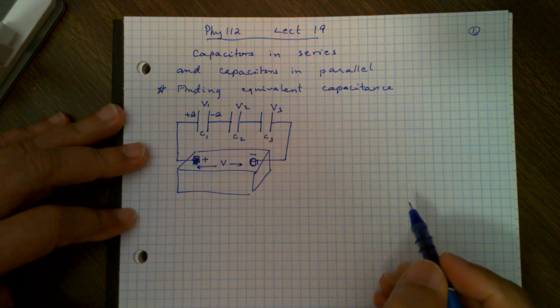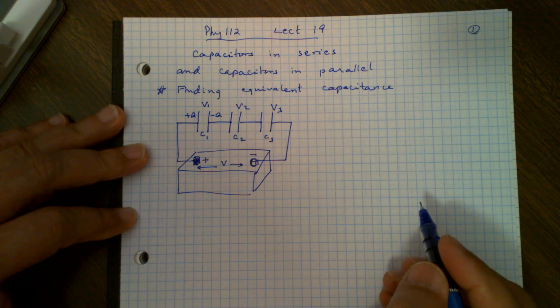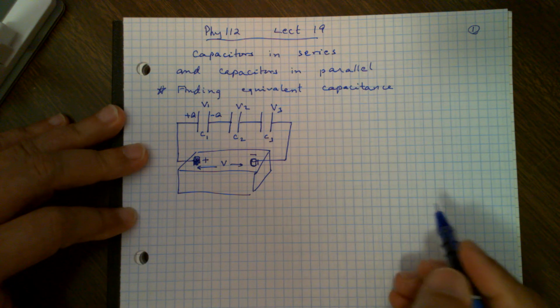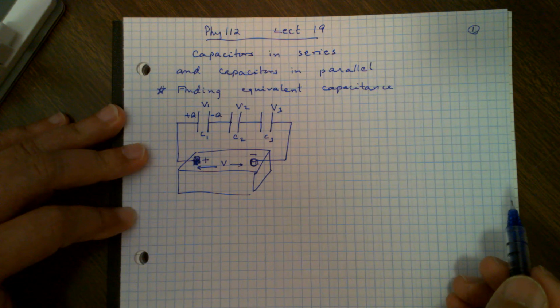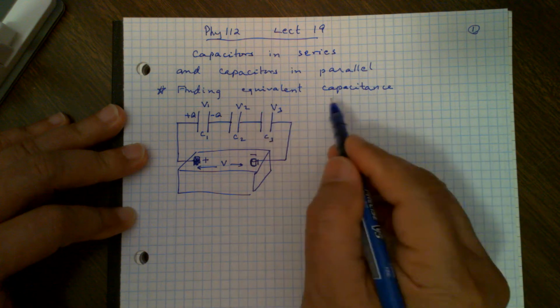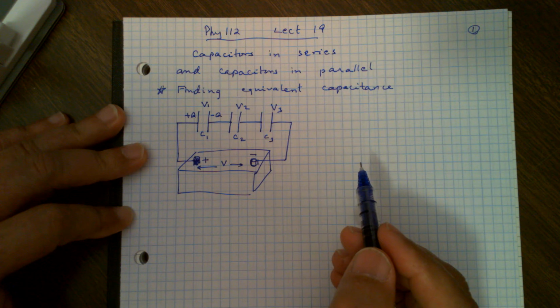Okay, this is lecture number 19, and I'm going to talk about putting capacitors in series and capacitors in parallel. First of all, what we want to do is find something called equivalent capacitance. Okay? What it means is this.